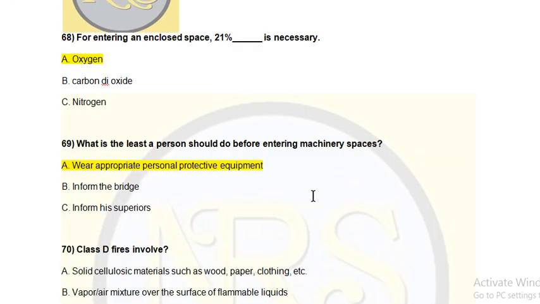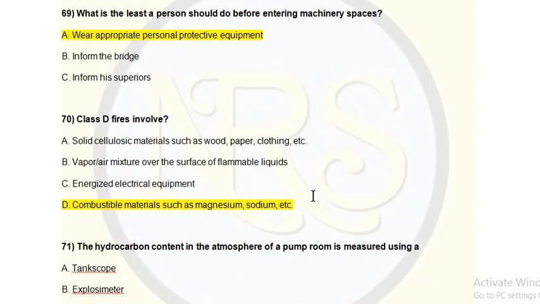Question number 69. What is the least a person should do before entering a machinery space? Option A, wear appropriate personal protective equipment. Option B, inform the bridge. Option C, inform his superior. The correct answer is option A, wear appropriate PPE. That is the minimum requirement before entering machinery space.